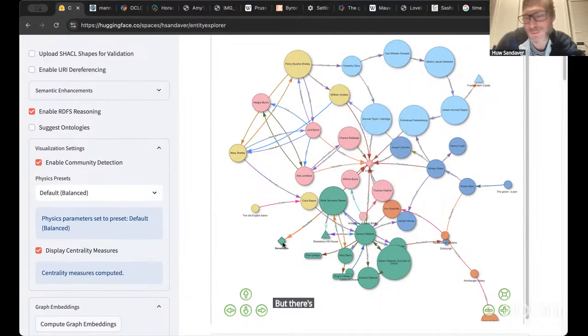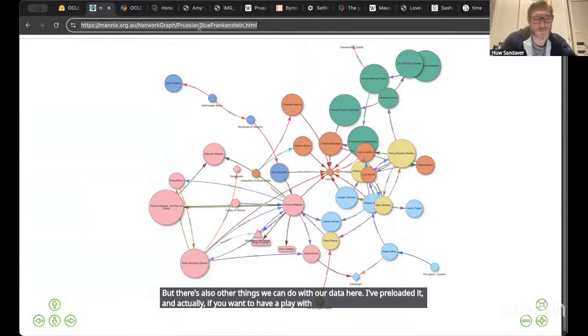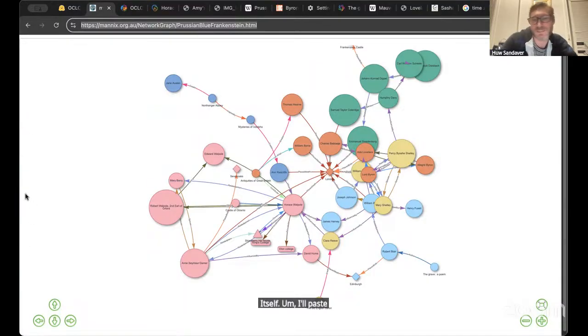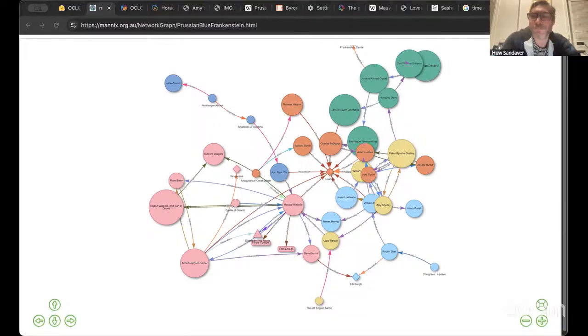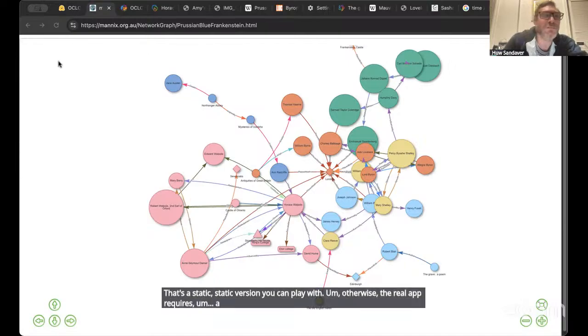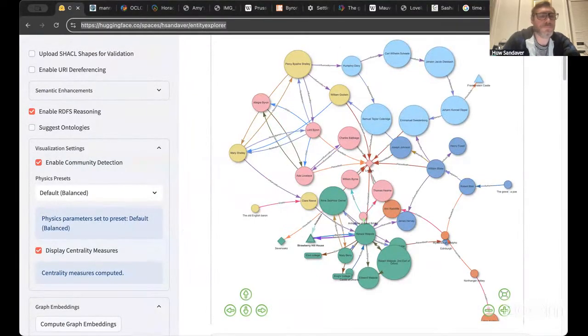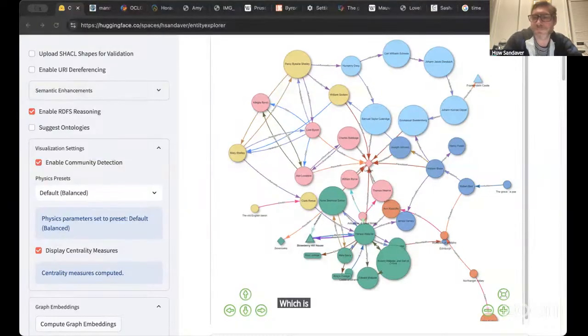But there's lots of other things we can do with our data here. I've preloaded it, and actually, if you want to have a play with the graph itself, I'll paste it into the chat and you can go and play. It's a static version you can play with. Otherwise, the real app requires a subscription to Meridian. But if you want to have a play with it, I'll place that link in the chat too. Which is here.